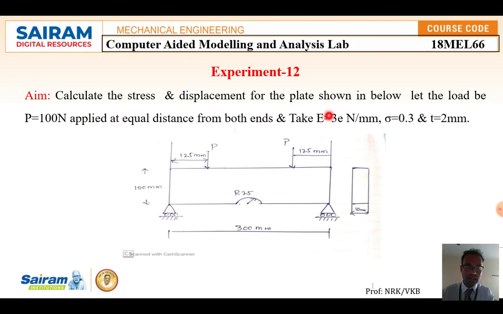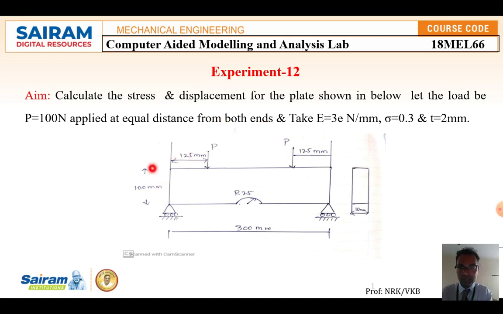Along with that, the Young's modulus is given as 3000 Newton per mm, the Poisson ratio is 0.3, and the thickness is 2 mm. Observe that this is a 2D plane problem. On both sides a load is acting, at an equal distance of 12.5 mm.